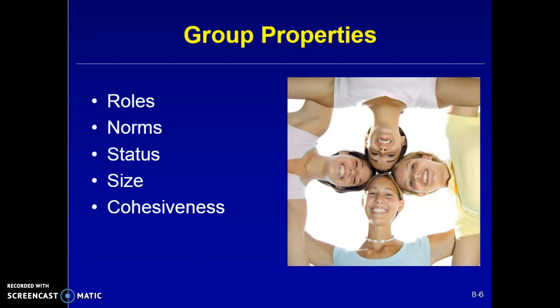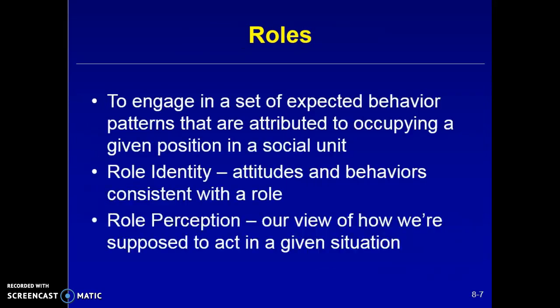This week, I think we're going to cover everything, and then we'll touch on cohesiveness next week. But let's talk about roles first. We know that a role is a set of expected behavior patterns attributed to occupying a given position within a social unit. And typically, people are required to play a number of diverse roles, both on and off the job, which makes understanding role behavior more difficult, because when these multiple roles are incompatible, individuals may experience conflict.